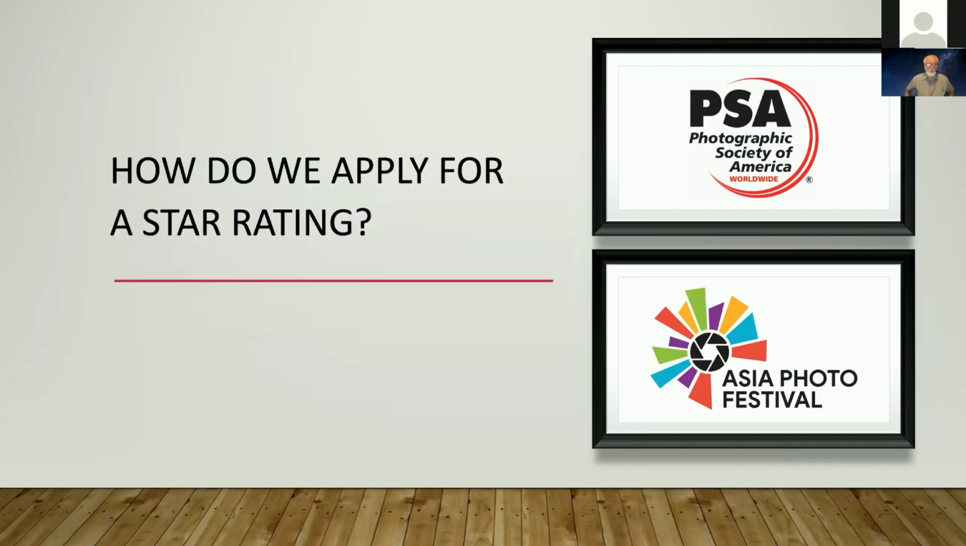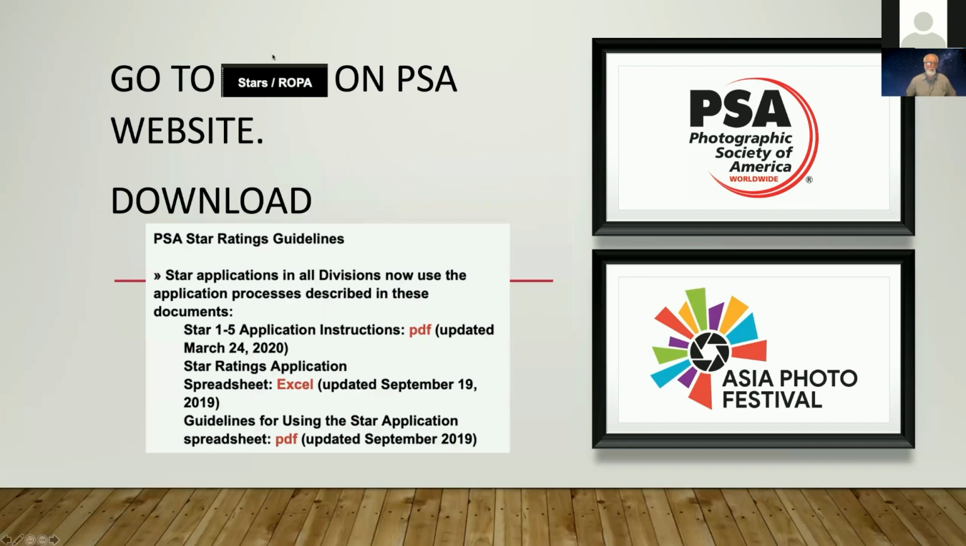So how are you going to apply for these star ratings? Well, that's a fairly simple process. Go to the PSA website and you'll see this button, stars/ROPA. And from that page, you will find a section that looks like this, the star ratings guidelines. And here there are 3 documents you can download. There's the Excel spreadsheet that I've been talking about here, which is the actual application form, the form that you have to send to PSA.